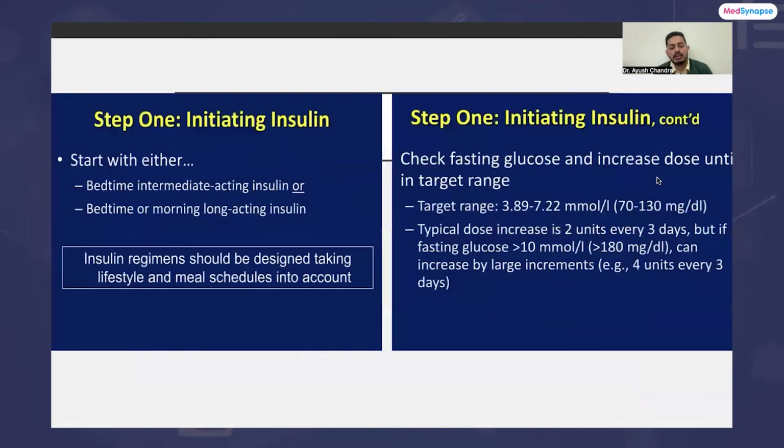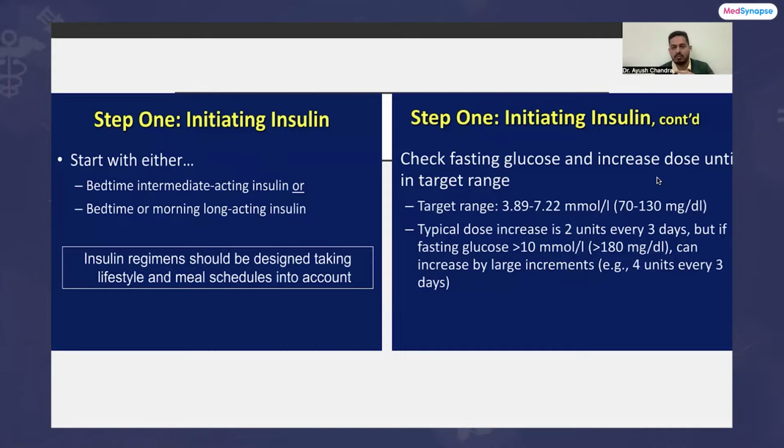Now, one can start with the intermediate or the long acting, or if the PP levels are also going high, then move slowly to the rapid acting also, and one can go to the basal bolus therapy. So one needs to deeply understand, one needs to chart how much the PP and fasting levels are going, and again check, for example, with 4 units of aspart, how much the PP levels are coming down.